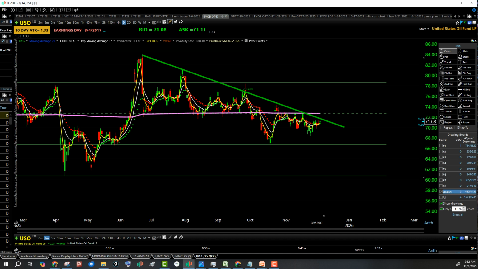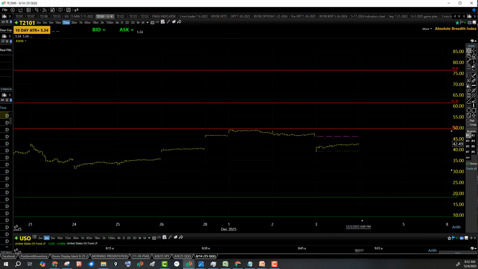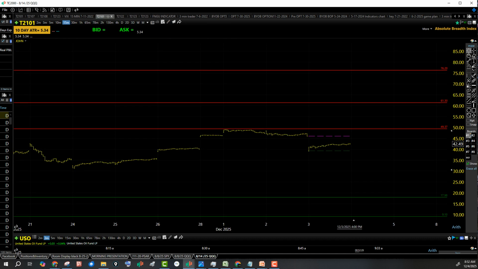Take a look at our technicals. T2101, this is the market breadth, aka participation. Little dip in participation yesterday, but we did melt up higher on the SPY and the QQQ, so I like that. T2101, so that's not concerning, the fact that we dipped a little bit there.